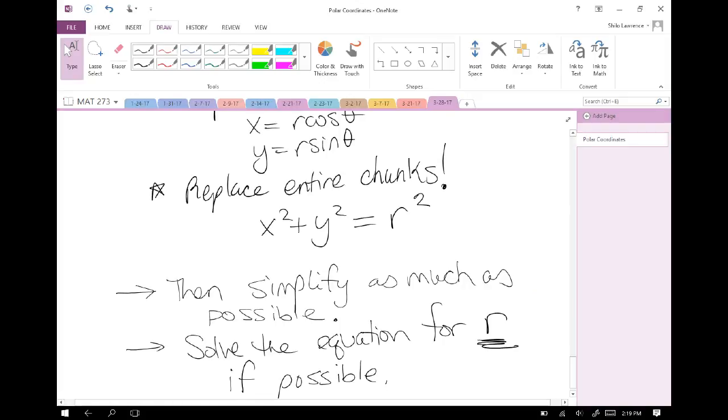So in algebra, we learn if it's possible, we like our equations to be y equals a function of x. And in polar, we like our functions to be r equals a function of theta. This is for when we switch them over to polar coordinates. You can make polar graphs on your calculator as well.